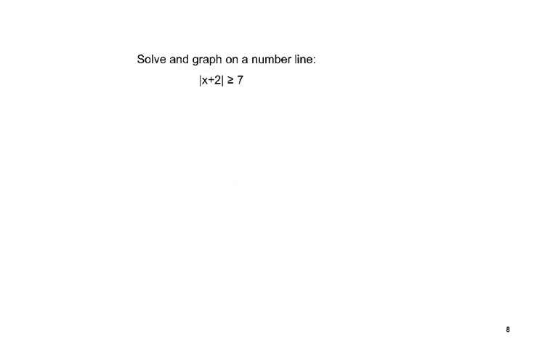Let's try this next problem. Solve and graph on a number line: the absolute value of x plus 2 is greater than or equal to 7. We're going to branch it off and look at the two possibilities: x plus 2 is greater than or equal to positive 7, or x plus 2 is less than or equal to negative 7. Let's write them out. See if you can do the problem yourself and get what I get.